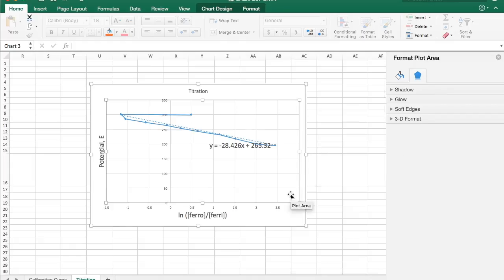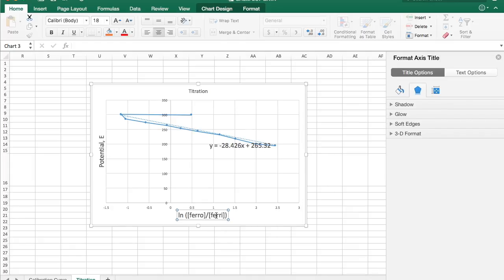Of course, make sure to label all your axes and save all your data once you're done.